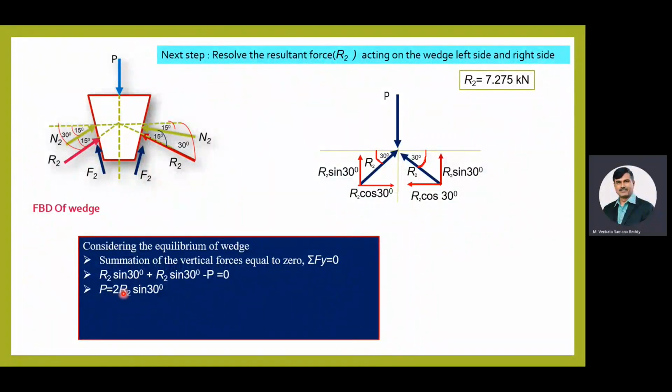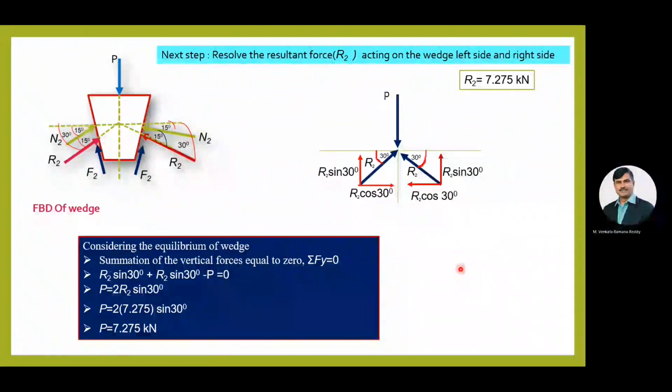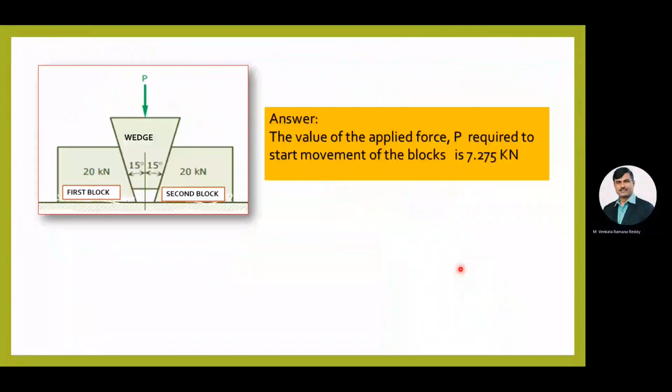Then substitute the R2 value in this equation. Here R2 is equal to 7.275 kilonewton. After substituting R2 is equal to 7.275 in this equation, we'll get P is equal to 2 into 7.275 into sin 30 degrees. After that we'll get P is equal to 7.275 kilonewton. Now we will write the answer. By applying a force of 7.275 kilonewton on the wedge, the blocks start to move.